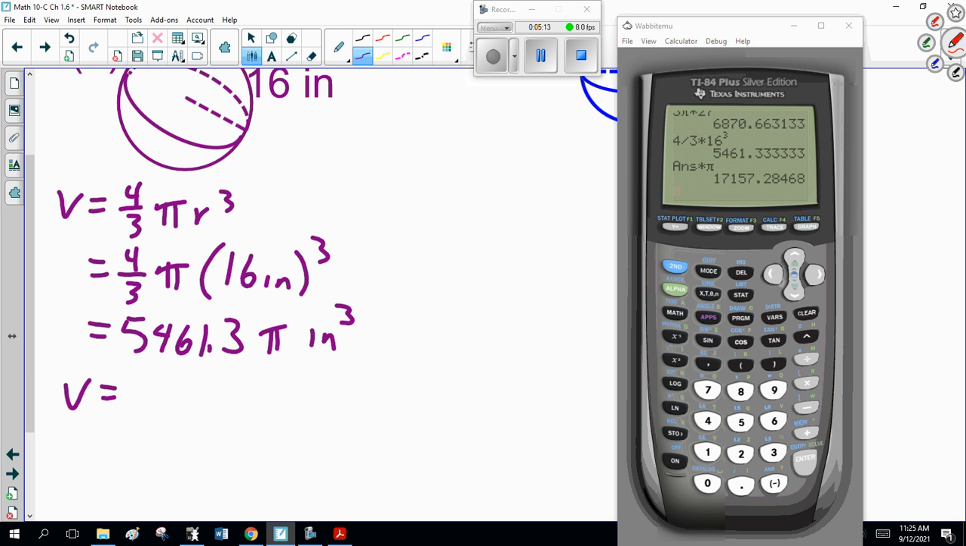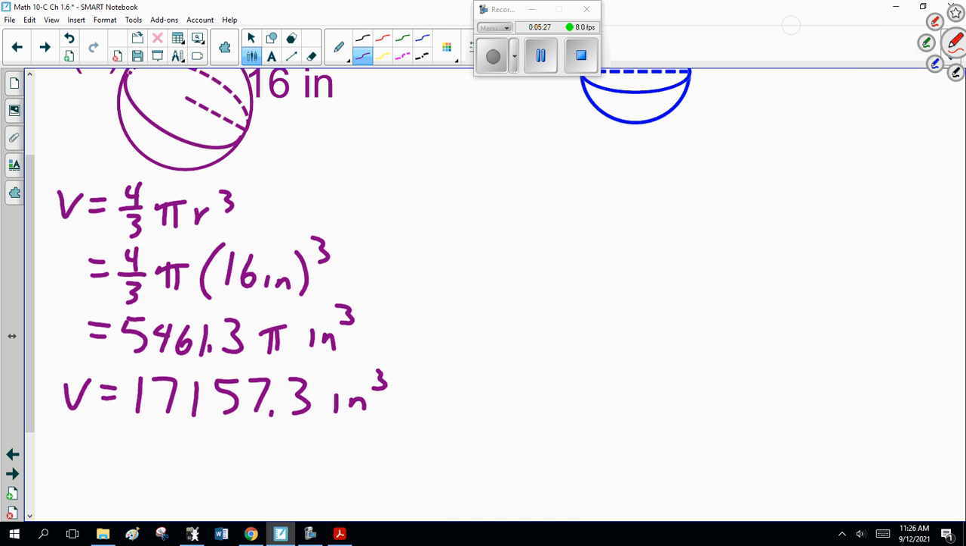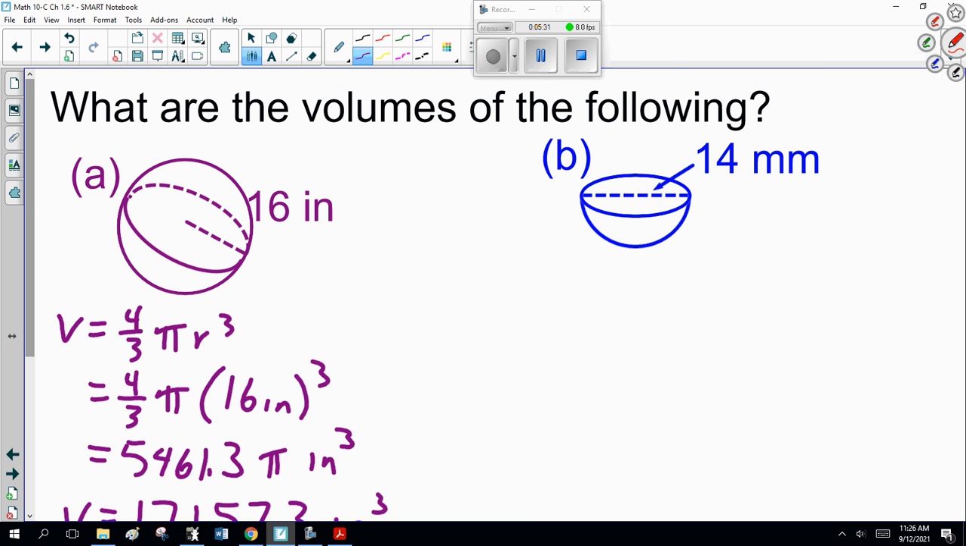Volume is 17,157.3 inches cubed. Now, how many decimal places? Zero. Yeah, I usually go to one decimal place because I can. Do I really care? No. All right, now, that's how you find the volume. I'm going to pause the recording, and you guys are going to do the volume.